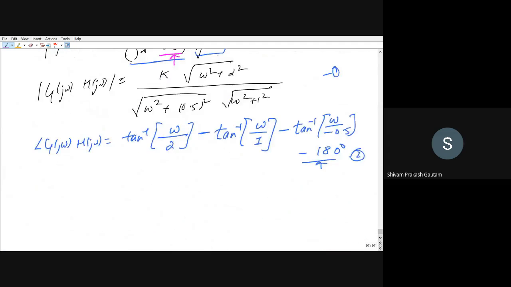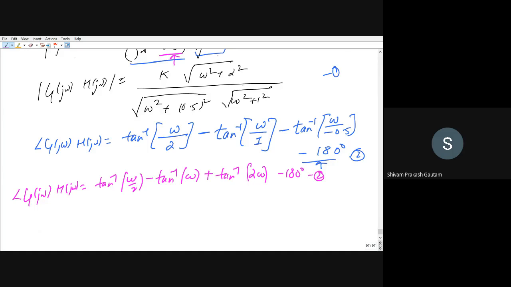So simplify this, that is G(jω)H(jω) equal to tan inverse of ω by 2 minus tan inverse of ω, and minus this is 0.5, that means 1 by 2. And minus will come outside, so this will be plus tan inverse of 2ω minus 180 degree. This is equation number 2. So this is my magnitude equation and this is my phase equation.